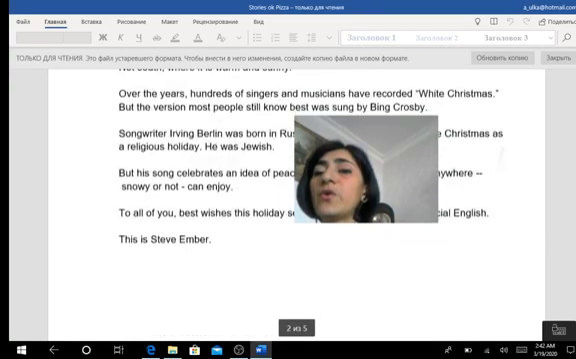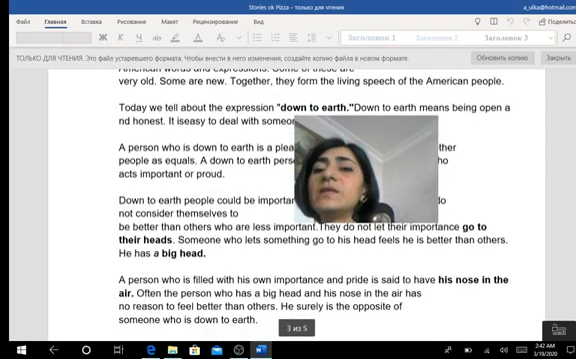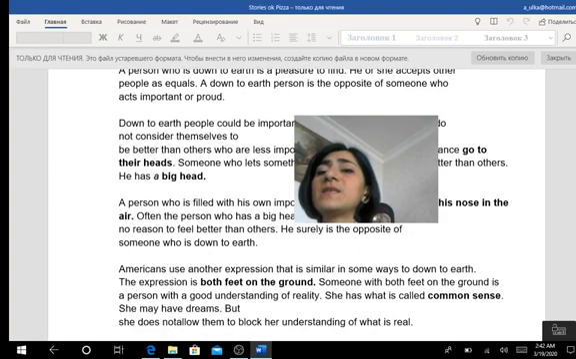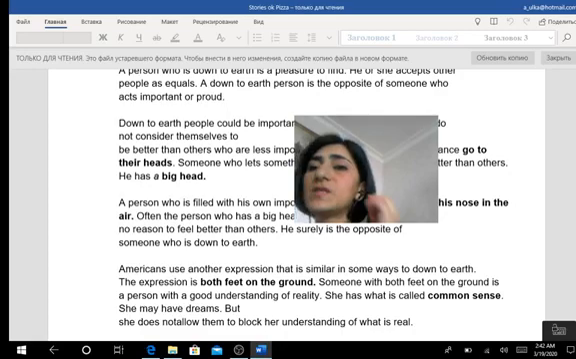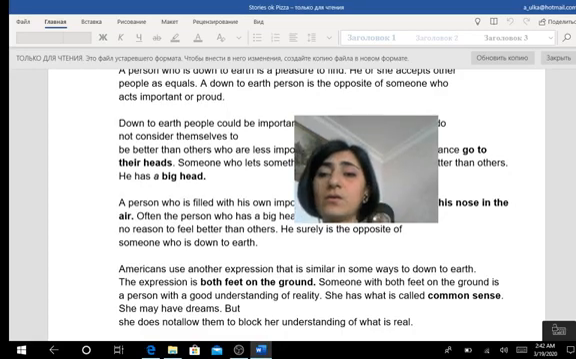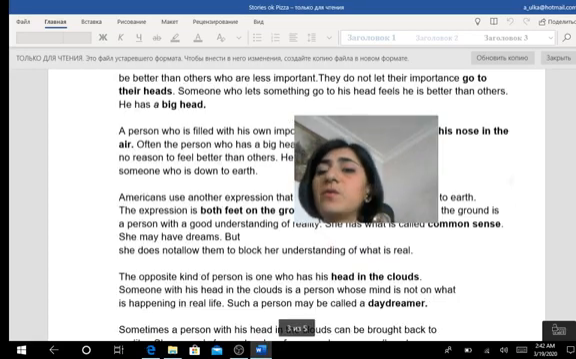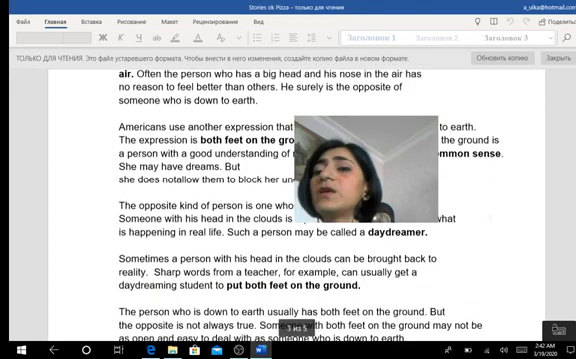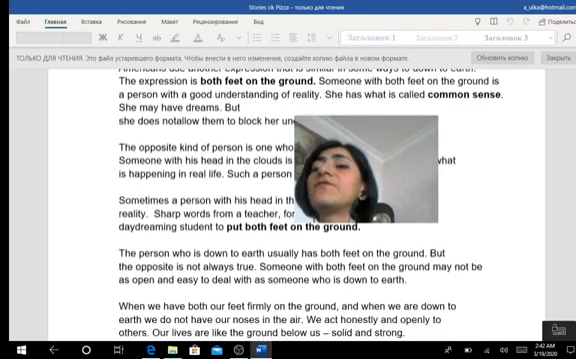Like here you have "down to earth," an idiom, "his nose in the air," "he has a big head." So all the explanations, all the definitions are here. So I think you will have no problem with it. You will just have to read and listen carefully and try to remember the definitions. So my wish is that you learn these definitions and you know the meaning of these idioms.